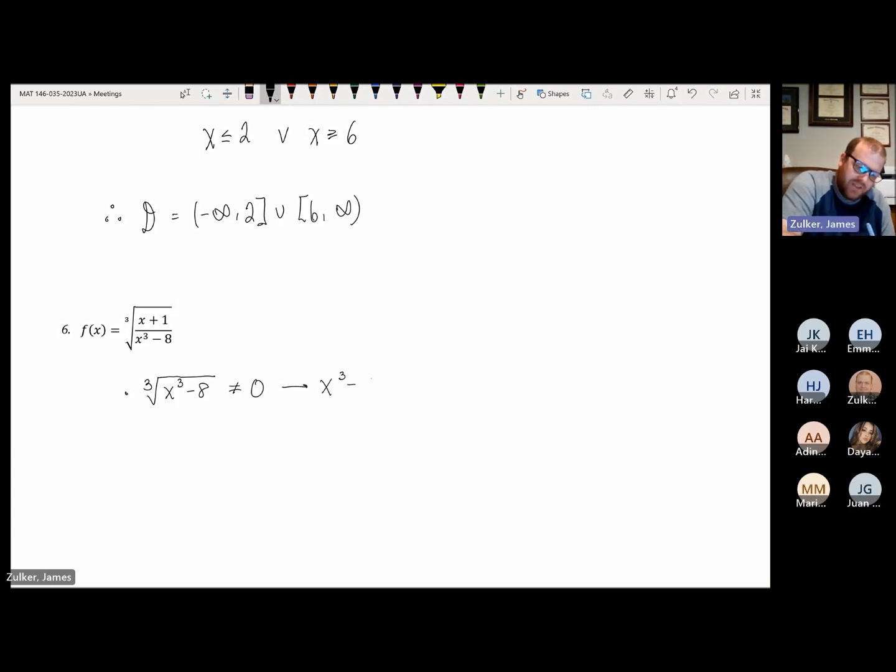That, of course, means that x cubed minus 8 cannot be 0, which means x cubed is not allowed to be 8. The cube root of 8 is 2. That means x can't be 2.